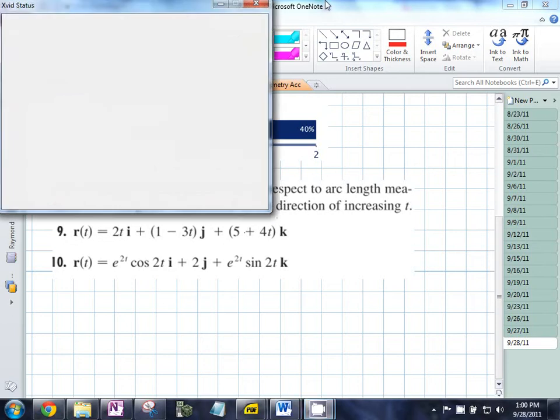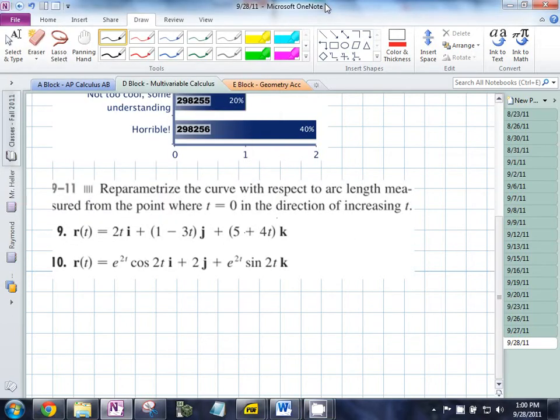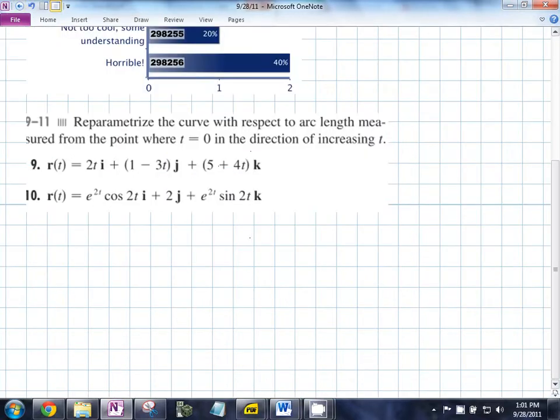Explain to me in plain English what they mean by reparameterize the curve with respect to arc length. They mean, no, I know what it means, but I can't verbalize. We have the arc in terms of t, time. We want the arc in terms of s, arc length. So we need to replace t with some form of s. So we need to link s and t together, right? Once we link them together, we're on our way.